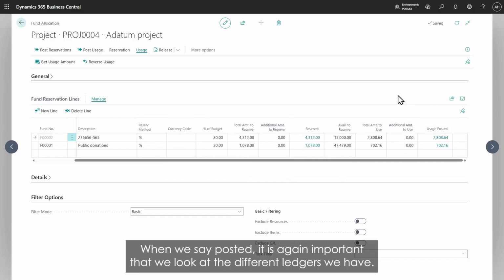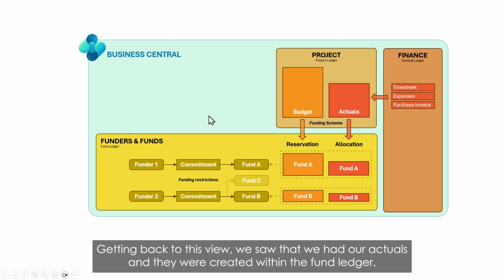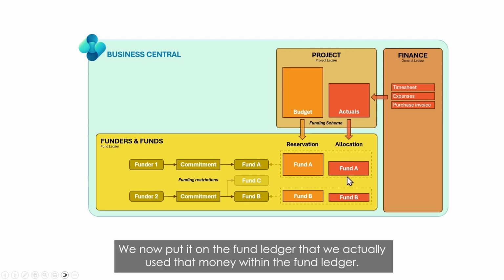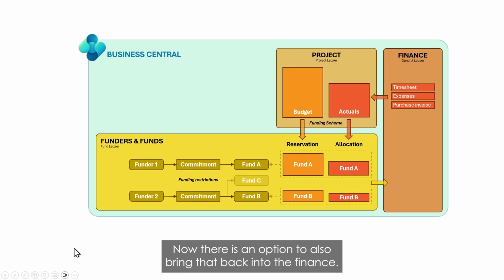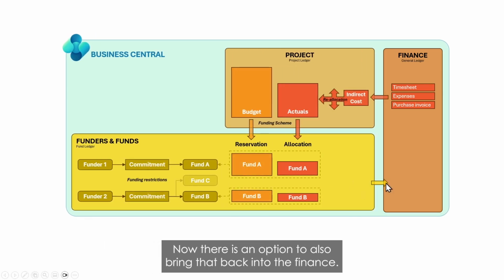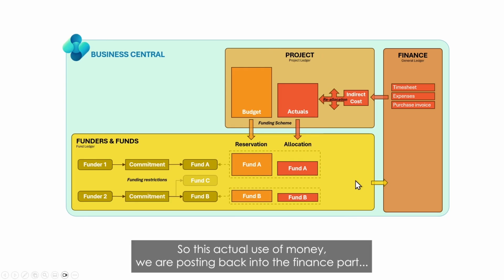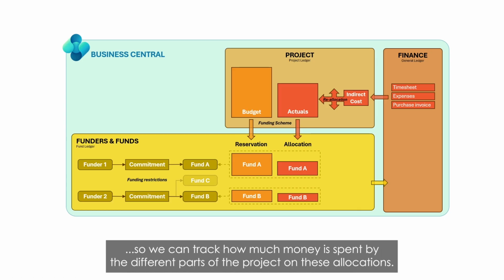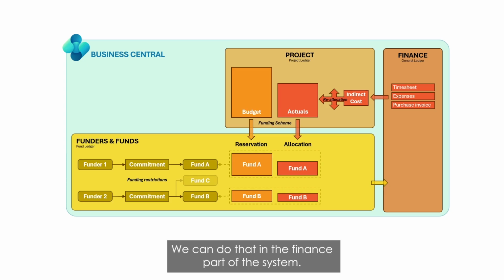And when we say posted, it is again important that we look at the different ledgers we have. Getting back to this view, we saw that we had our actuals, and they were created within the fund ledger. This is what we did now. We now put it on the fund ledger that we actually use that money within the fund ledger. Now there is an option to also bring that back into the finance, and this is what we also did at this point. So these actual use of money, we are posting back into the finance part. So we can track how much money is spent by the different parts of the project on these allocations. And we can do that in the finance part.